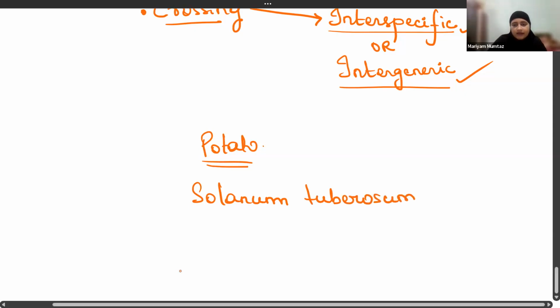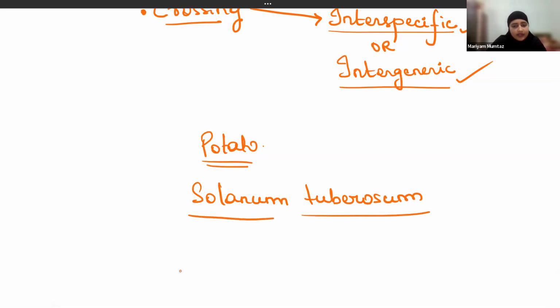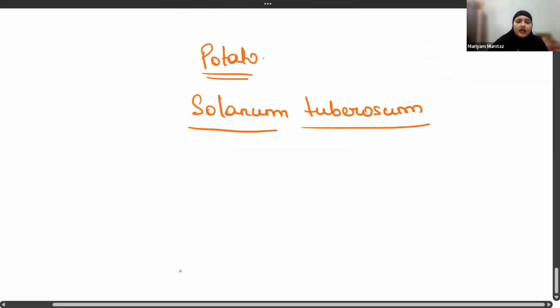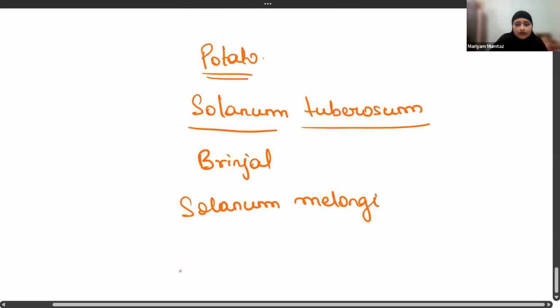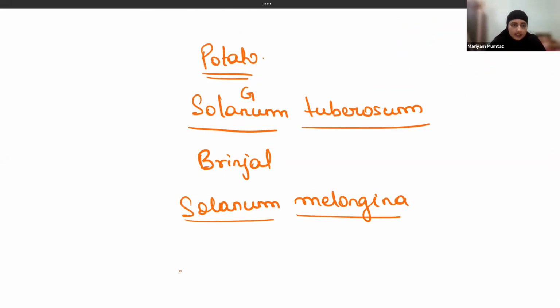Tuberosum, okay? This is the scientific name of potato. Now, if I write the scientific name of brinjal, it is Solanum melongena. These are just the names. So, Solanum melongena. Now, let's see here. In this name, first name is of the genus and the second is of the species.